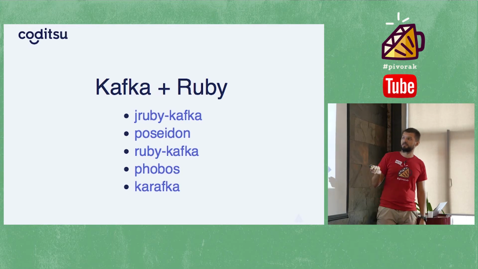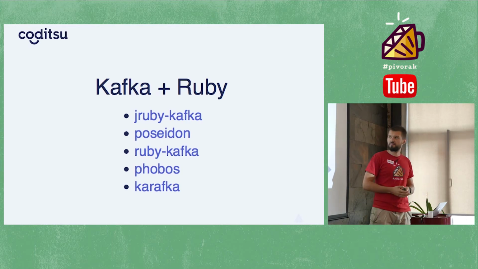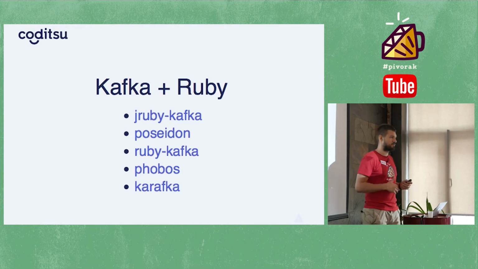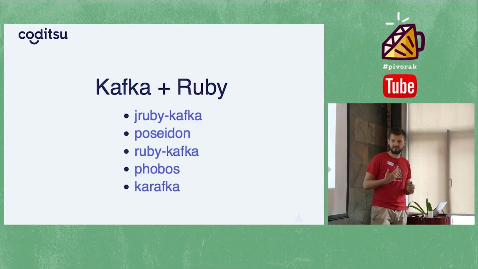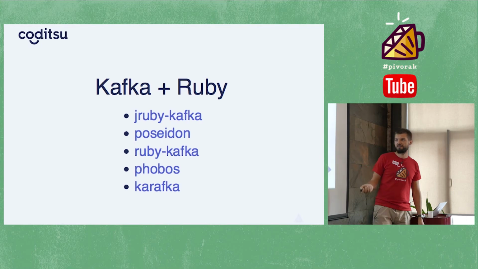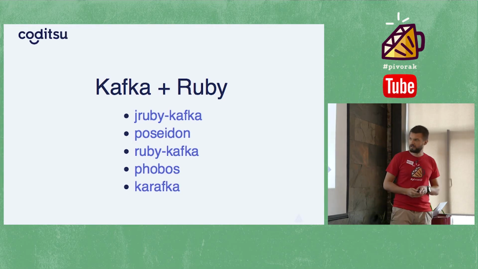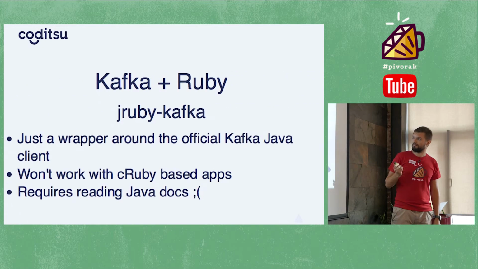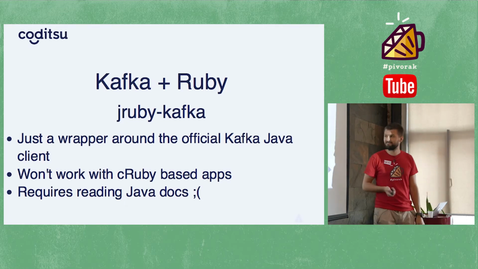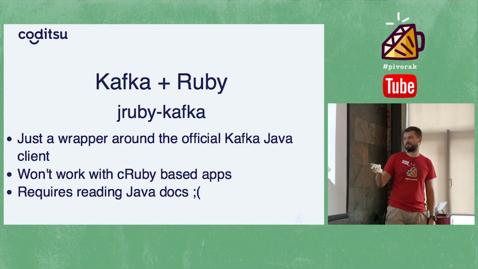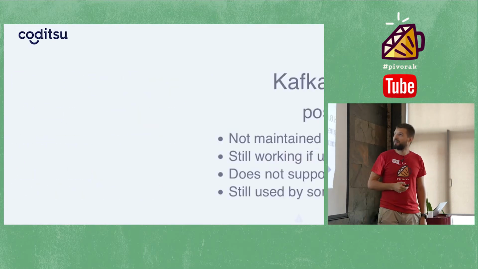There's Phobos, which is a low-level library that uses Ruby Kafka to give you a bit of ease when you have to configure everything. And there is Karafka that is extensively using Ruby Kafka as a low-level driver to provide additional features to Ruby Kafka. And I should mention that obviously JRuby won't run with CRuby. Sorry. And there are a lot of Java docs you need to read to understand.